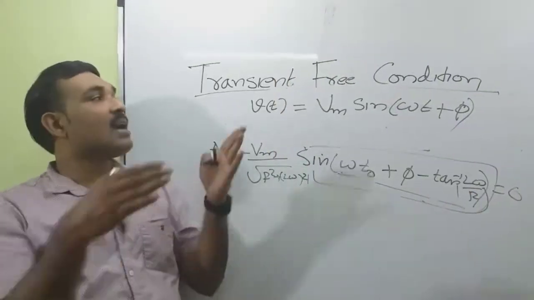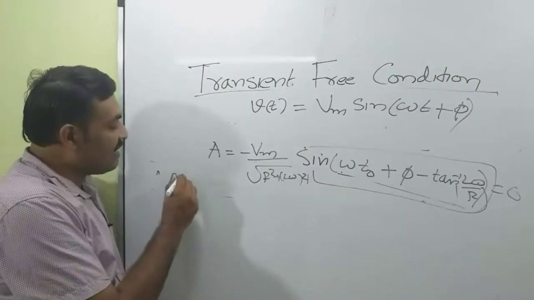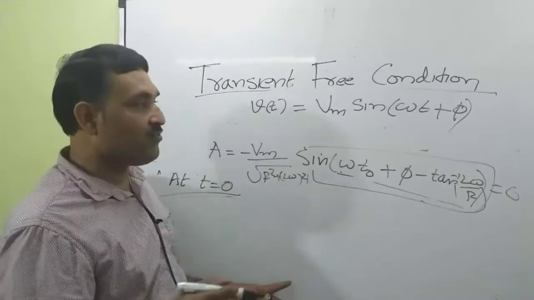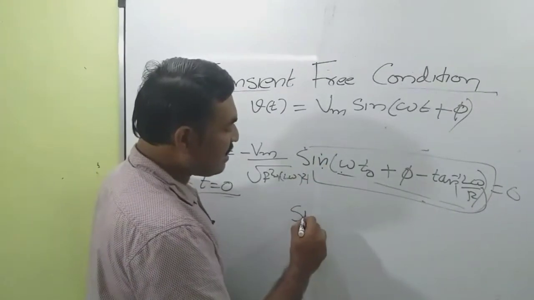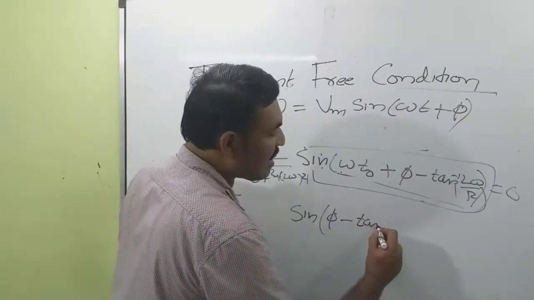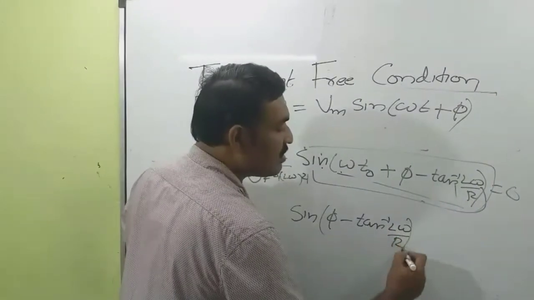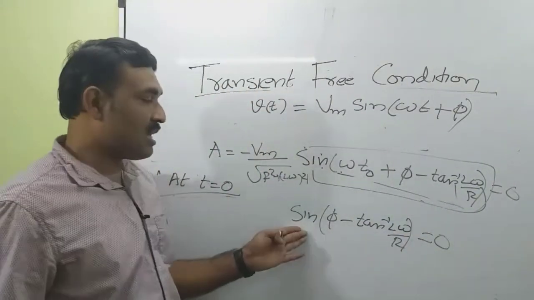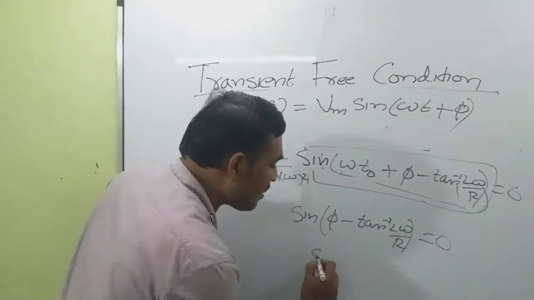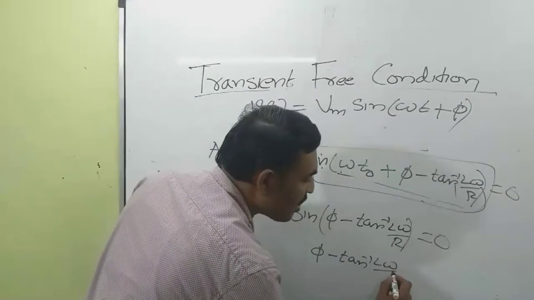Now we want to derive the transient free condition. Suppose we are closing the switch at t equal to 0. So we get sine of this term becoming 0, phi minus tan inverse L omega by R is equal to 0. So sine of this angle is equal to 0 means the angle is equal to 0. So we can write phi minus tan inverse L omega by R.